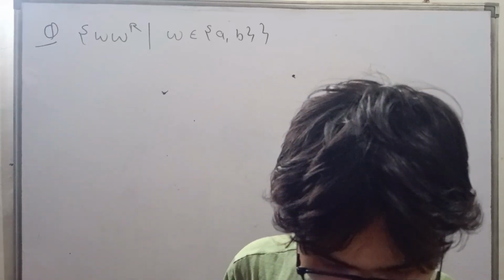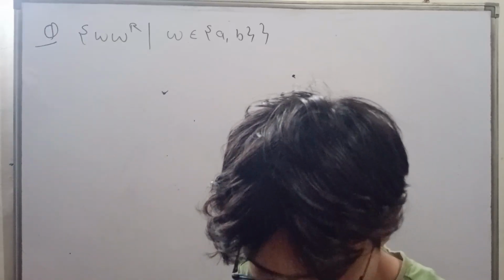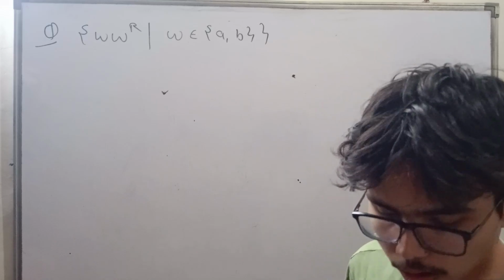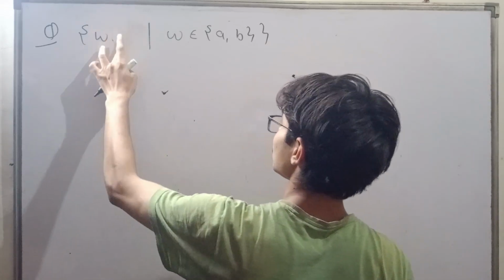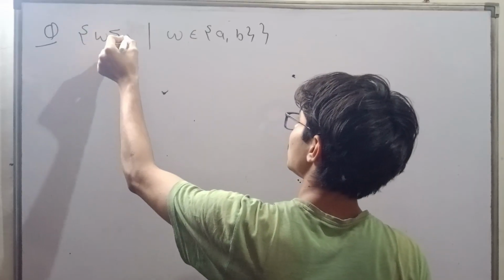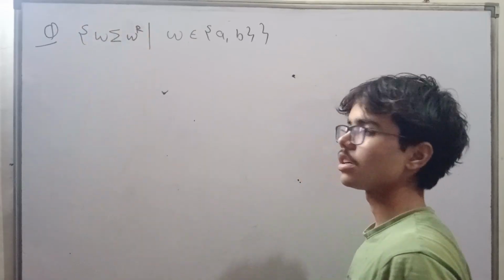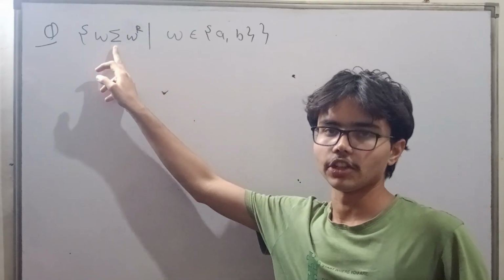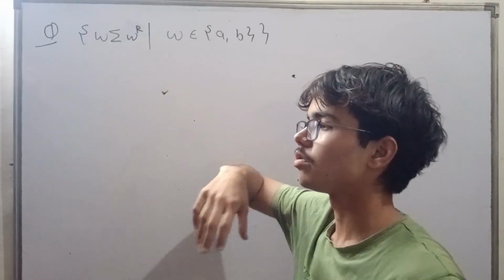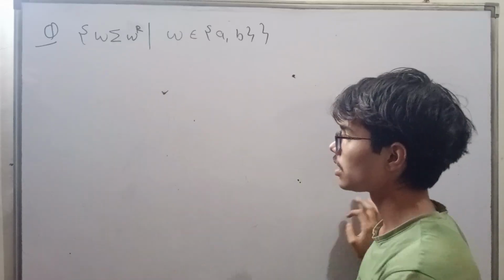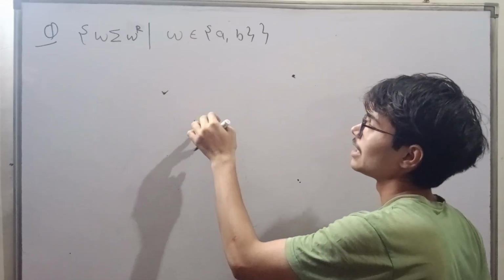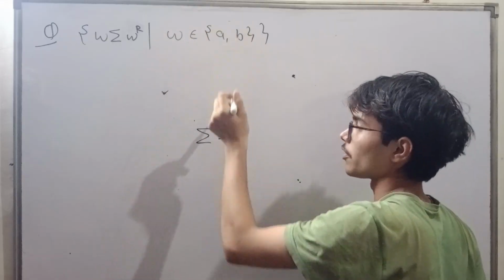Next question, let's see. Next is sigma W W reverse. This symbol, what does this symbol denote? This symbol basically denotes, from the Oxford, all these symbols. That means this domain, the full domain of yours.